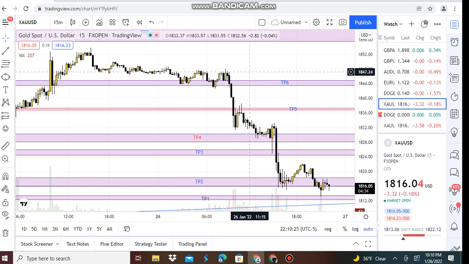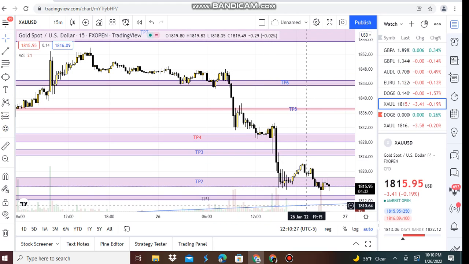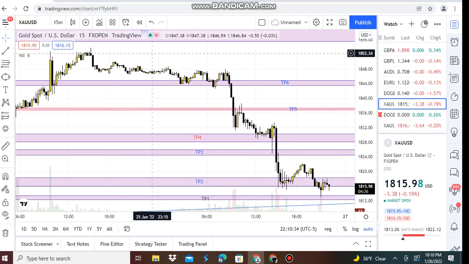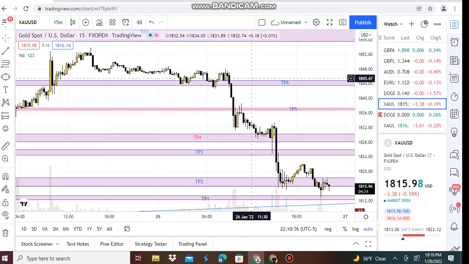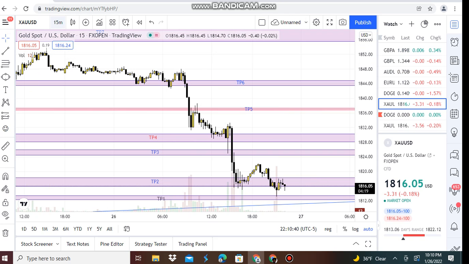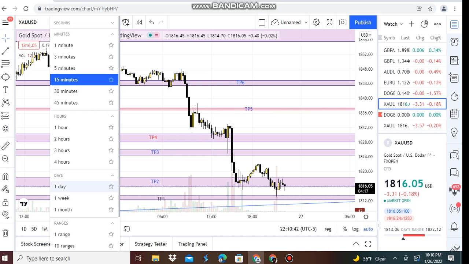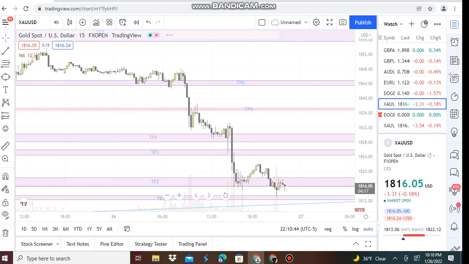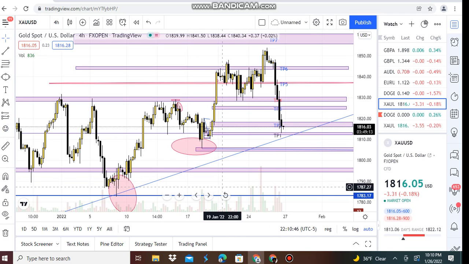As price went from take profit 6 all the way down to take profit 1, I just want y'all to know what price likes to do once it gets to take profit 6. Understand the certain patterns being shown to you on the higher time frames, on the 4 hour or the daily or the weekly.